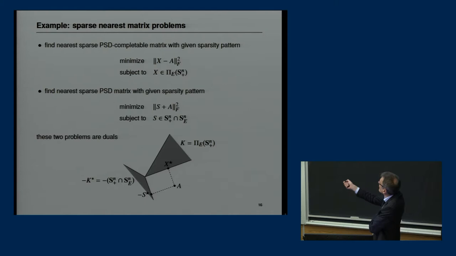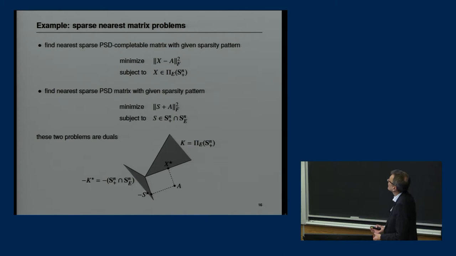It's not quite an SDP because it has a quadratic objective. But suppose we have a matrix A, a sparse matrix or dense matrix, and we want to find the nearest positive semidefinite matrix with a given sparsity pattern, or the nearest matrix that has a positive semidefinite completion. Both problems are useful. For example, X could be a covariance matrix that you estimate from partial measurements, and you want to find the smallest correction to your measurements that gives you a matrix that can be completed to a valid covariance matrix.